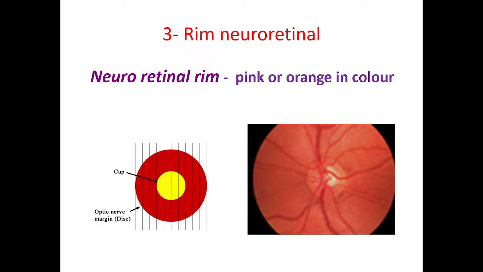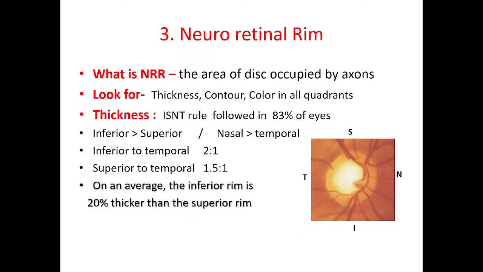So it has to be pink in color. In the NRR we see the color, the thickness, and the contour. These three points we will see in the disc: what the thickness is in all the quadrants, what the color is, and what the contour of the disc is.